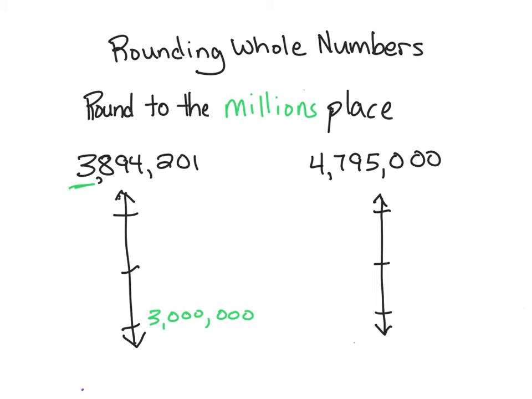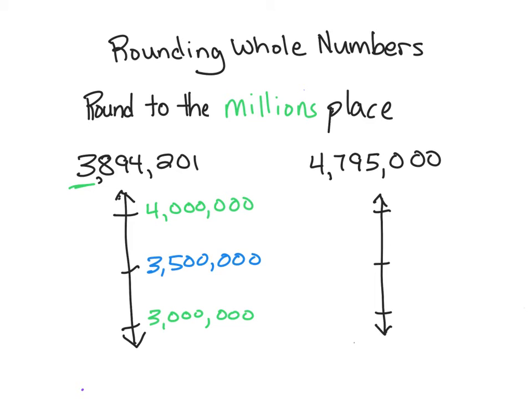Our high number would have to be 1 million more than that, which would be 4 million. Halfway between 3 million and 4 million, of course, we would have 3,500,000.